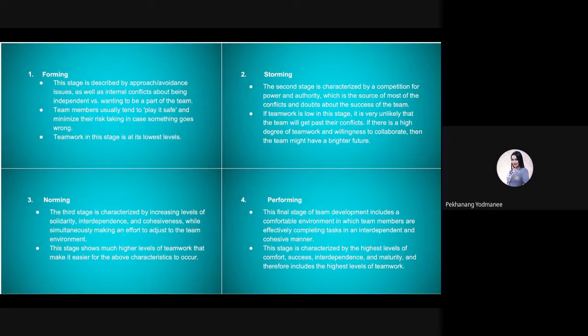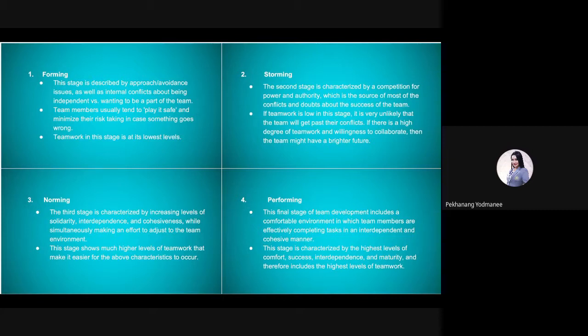And the third one is norming. The third stage is characterized by increasing levels of solidarity, interdependence and cohesiveness while simultaneously making an effort to adjust to the team environment. Okay, next. This stage shows much higher levels of teamwork that make it easier for the above characteristics to occur.